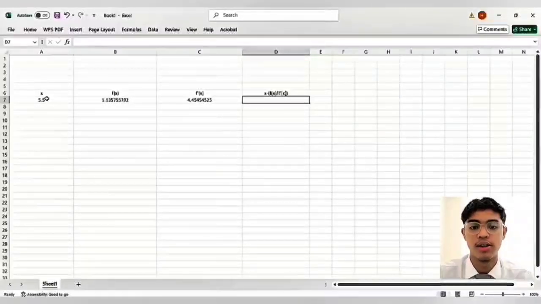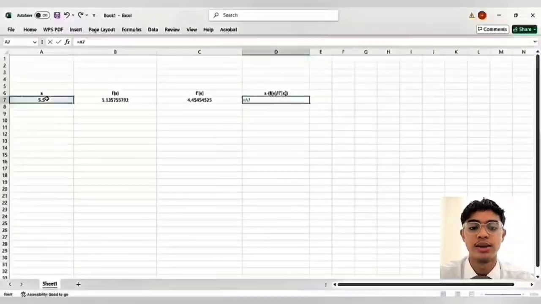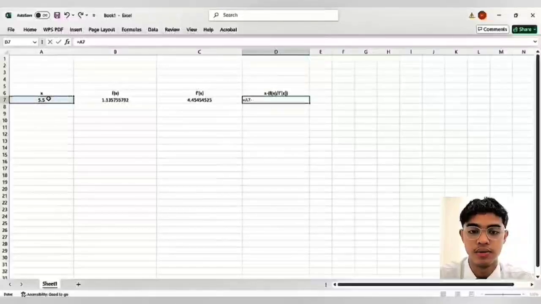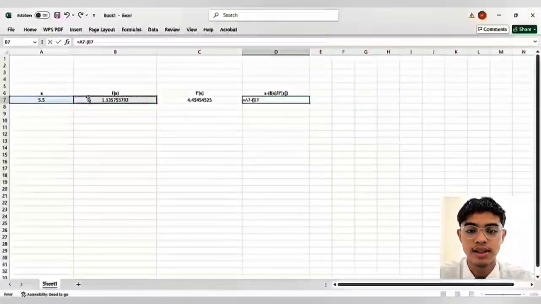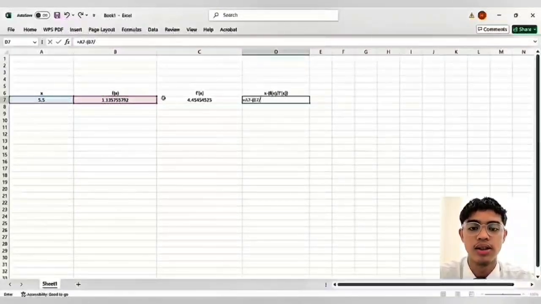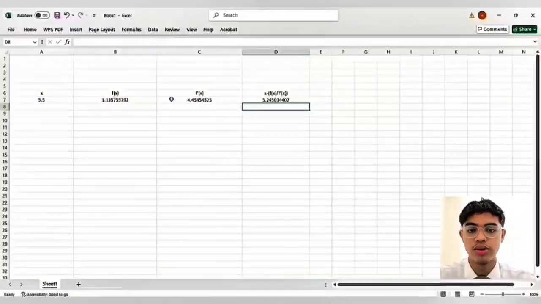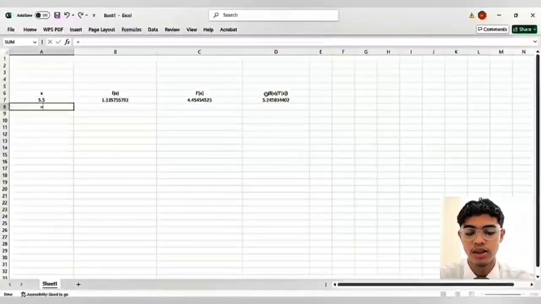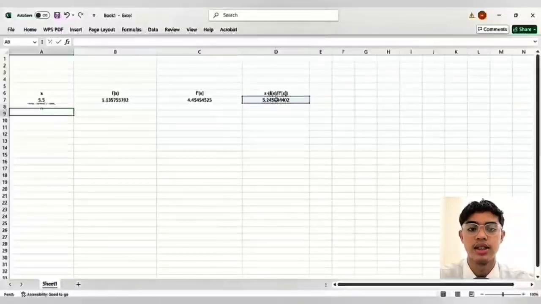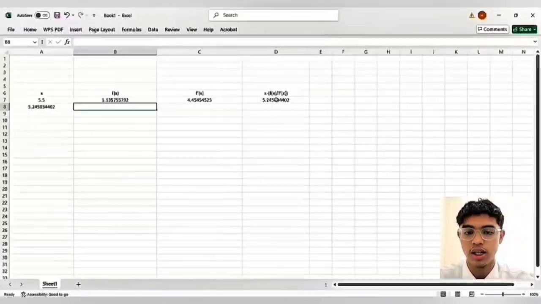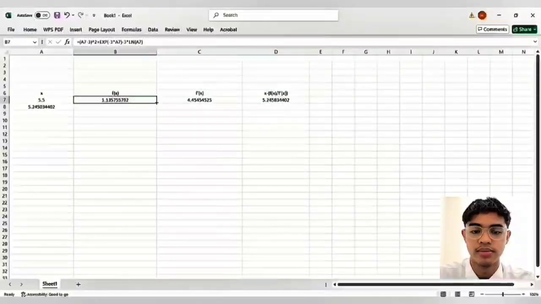For the last column in the row, we substitute the Newton-Raphson iteration formula, which is x minus f(x) over f prime x. For the next root, we use the answer we got from the Newton-Raphson iteration formula just now, and we substitute in the column.